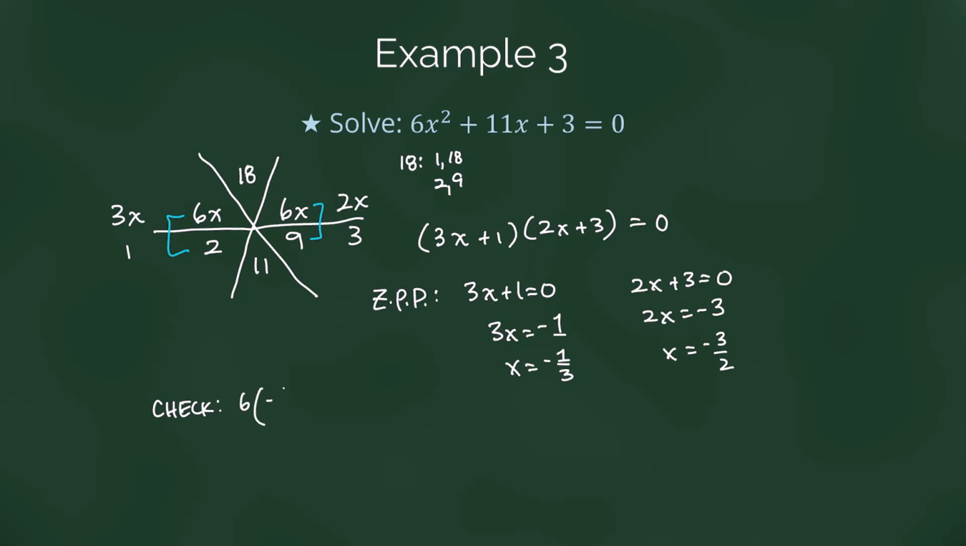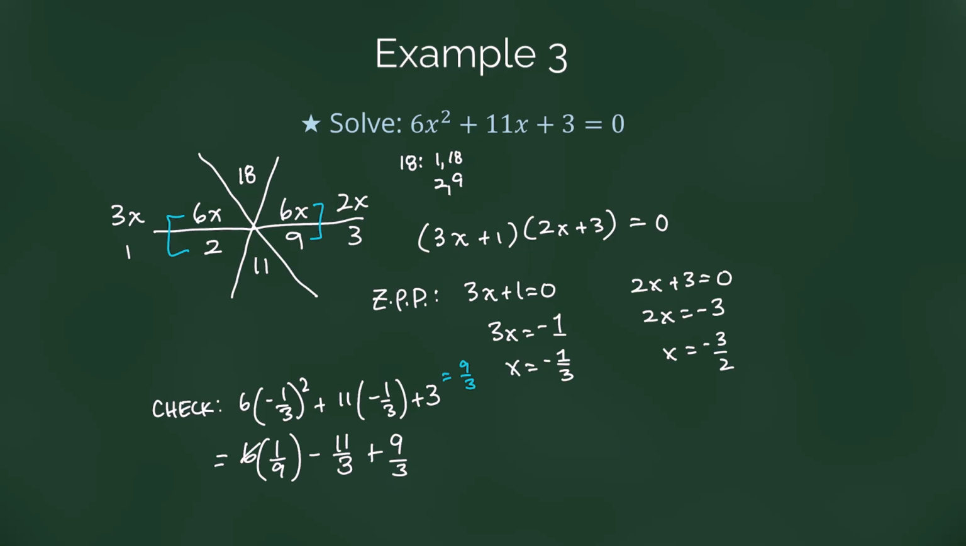We have 6 times negative 1/3 squared plus 11 times negative 1/3 plus 3 when we plug in negative 1/3 for x. So that's 6 times negative 1/3 squared, which is positive 1/9, minus 11/3 plus, I'm going to rewrite 3. 3 is the same as 9/3. I'm trying to get a common denominator here. Hopefully thirds will work for us, so I get plus 9/3.